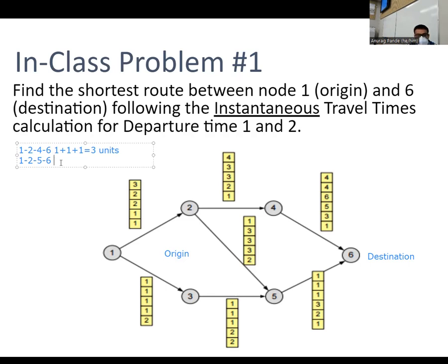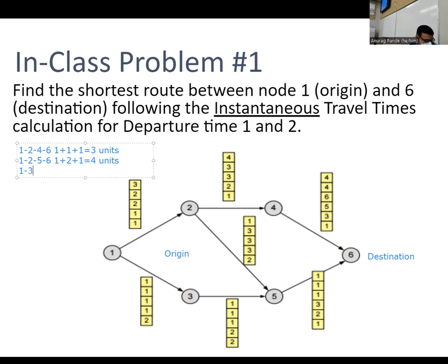Okay. So I'm going to just do 1 plus 2 plus 1, right? Is that right? So that gives me 4 units.